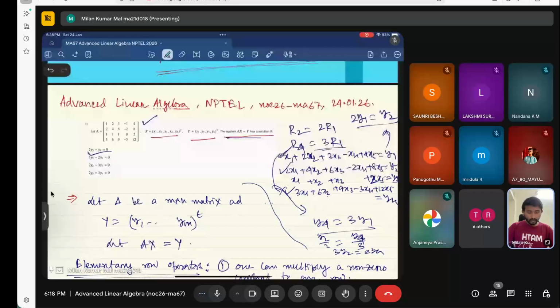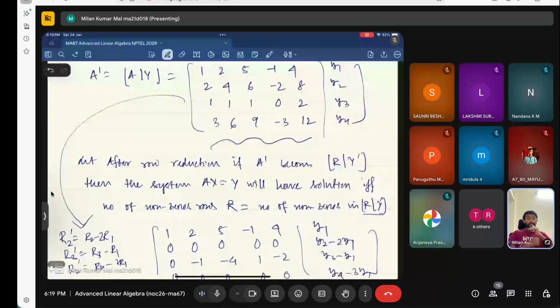Okay, so now let's concentrate on another problem. Here are also some more facts which are not required for this particular problem. If you know the row reduction process, then after row reduction, A dash, meaning the matrix A, becomes R mod y dash. So this system will have a solution if the number of non-zero rows in R is equal to the number of non-zero rows in R mod y dash. But if they are not equal, that means the system is inconsistent and does not have any solution.